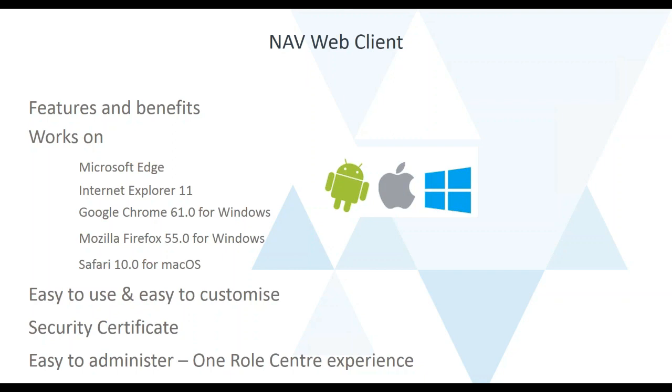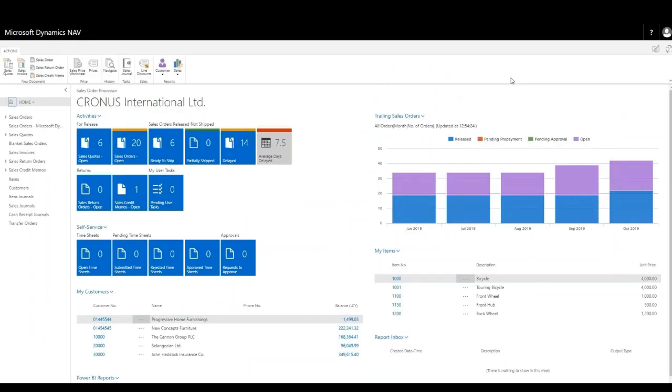A security certificate is required for the device from which you wish to connect. The web client is easy to administer, as when the user logs in, they will see their familiar NAV role center and get their permissions. This is the standard order processor role center using the web client in NAV 2018.